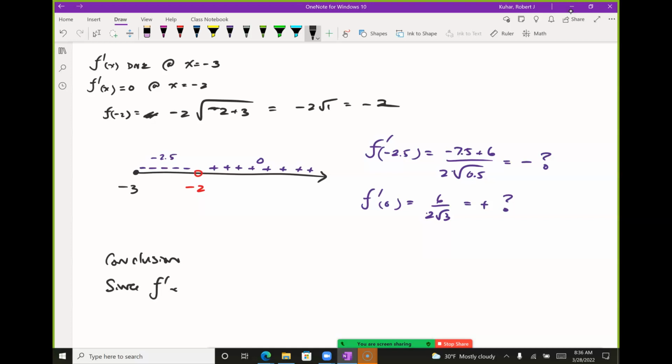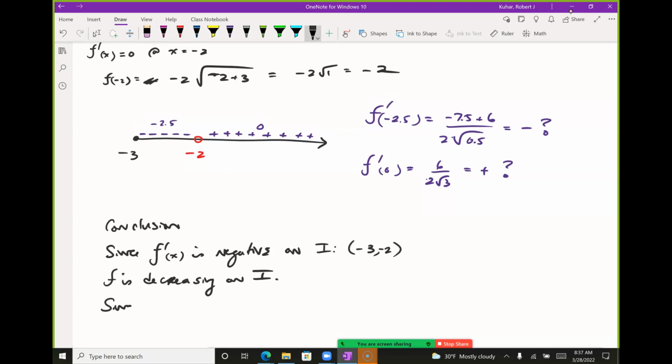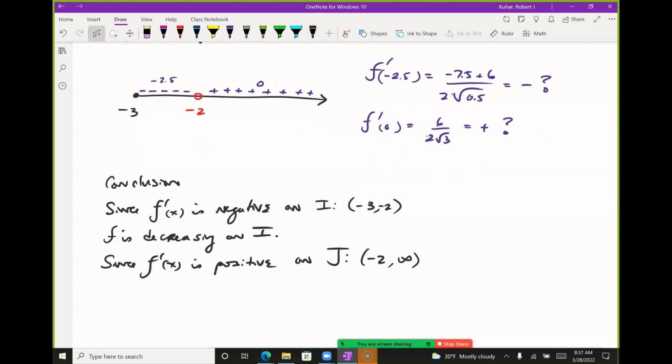Since f prime of x is negative on the interval I from -3 to -2, and again, it's always open intervals for me, f is decreasing on I. Since f prime of x is positive on the interval J from -2 to infinity, f is increasing on J.